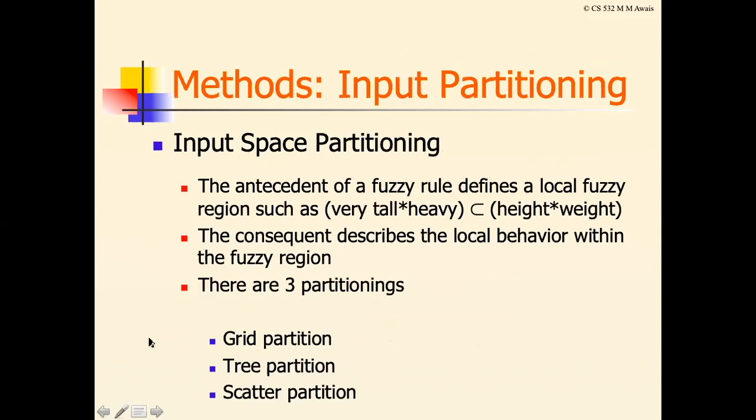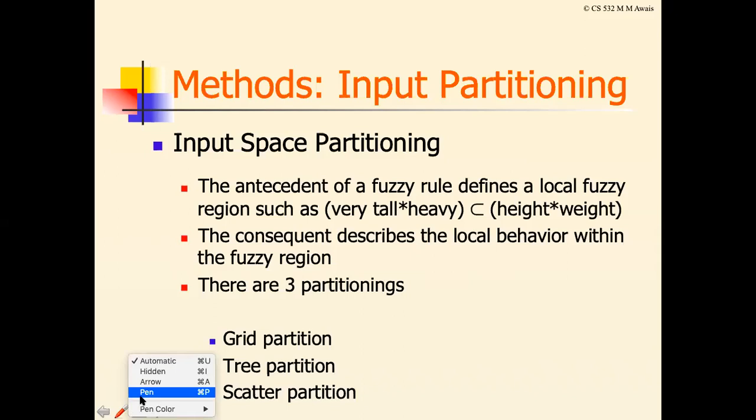Okay. So now, what are the input partitions? Now we'll look into these input partitioning methods further. What you can have here is your input space partitioning. First of all, let's suppose you have got some data, and using that data you are trying to establish some rules. So how many different ways can there be to partition your input space?